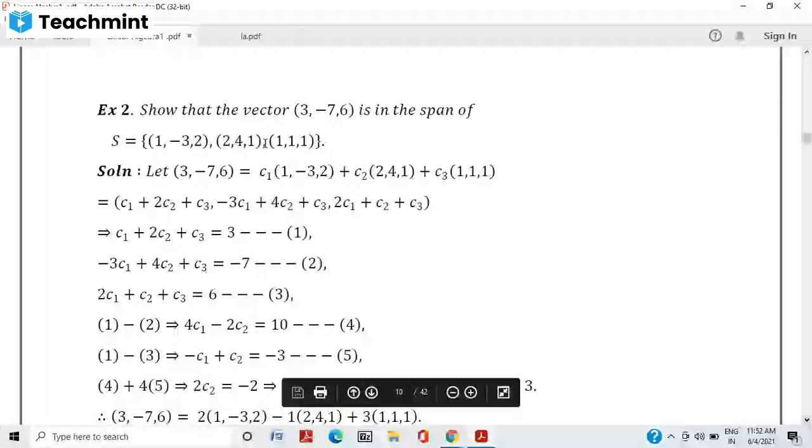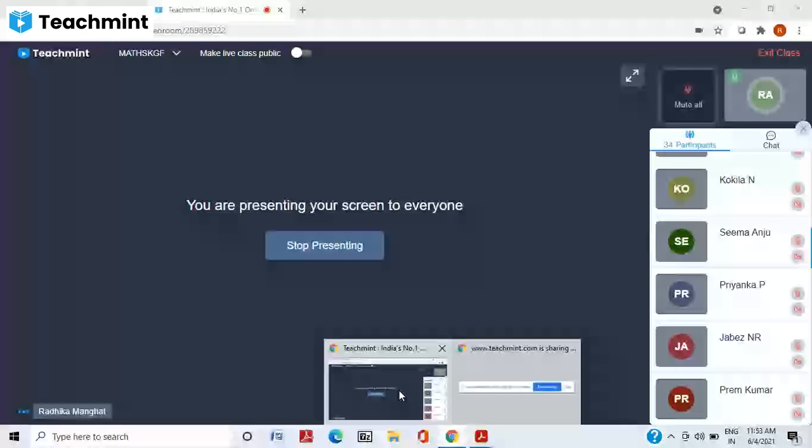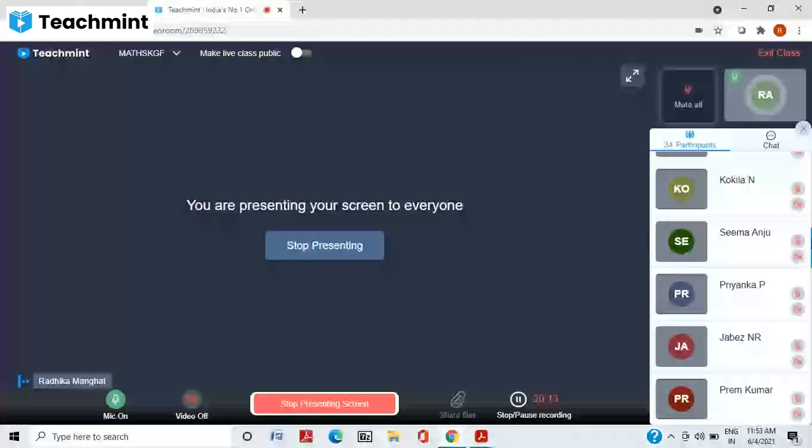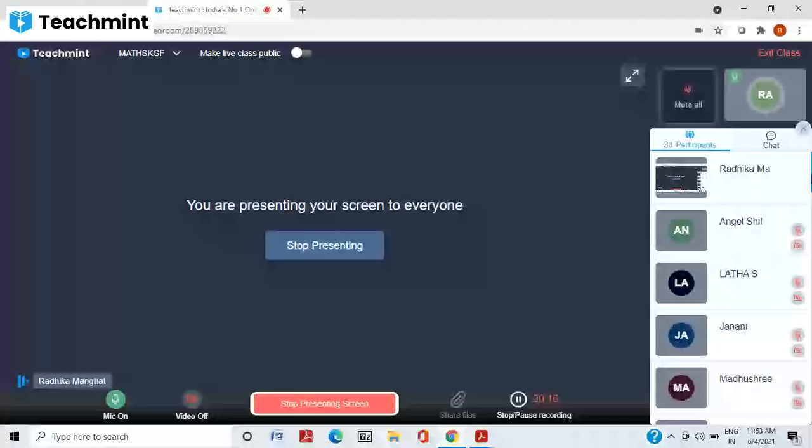First one, what should we write? (3, -7, 6) equals C1 times the first element, what is it? (1, -3, 2). Plus C2 times (2, 4, 1). Plus C3 times (1, 1, 1). Then we will simplify that. Then when we simplify, what do we get? Kogila, tell me, when we add that 3, what do you get?